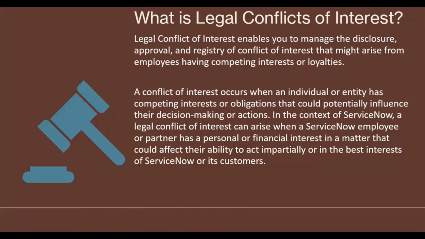Conflict of interest occurs when an individual or any entity has a competing interest or obligation that could potentially influence their decision. That will potentially influence their decision making or action. In our example, in the bidding process, if the district magistrate or the public servant is influenced by any interest, then it will help the bidder get the contract, like in a bribe. So it will impact decision making or actions.